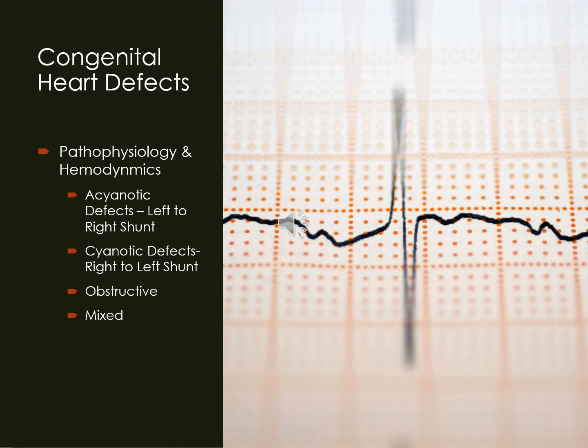So when we talk about mixed congenital heart deficits, this is where there's a mixing of systemic and pulmonary blood flow. So you have deoxygenated and oxygenated blood that's mixed. You also will see this with transposition of the great vessels. So we're going to talk a little bit more about all of these deficits going forward.